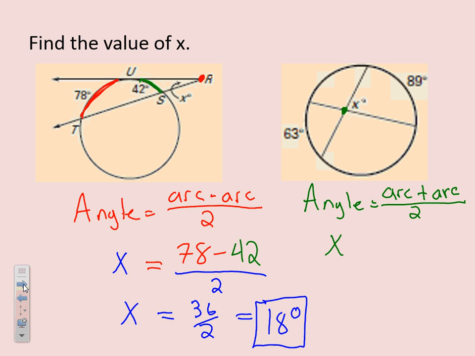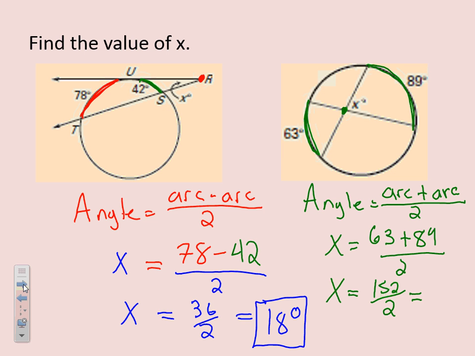So my x, which is my angle, equals arc, so I'm going to go 63 plus my other arc, which is 89, divided by 2. So x equals 152 divided by 2. And when I divide that by 2, I get 76, but we have to label it with degrees because we're talking about an angle. All right, on to our last 2 examples.